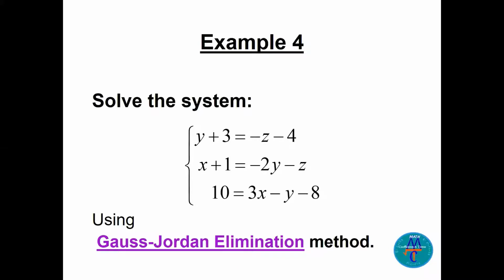I advise you at this moment, stop the video please, or pause it, whatever. Try all this. I can tell you the steps now. Rearrange it first. Put all the x's together, the y's, the z's, the constants. Write the augmented matrix. Change the main diagonal to 1s and 0s elsewhere. You have to go by the steps and then check the solution. If you are ready, let's go.